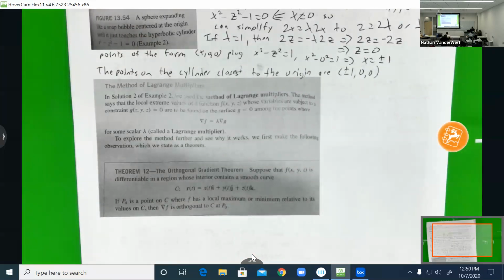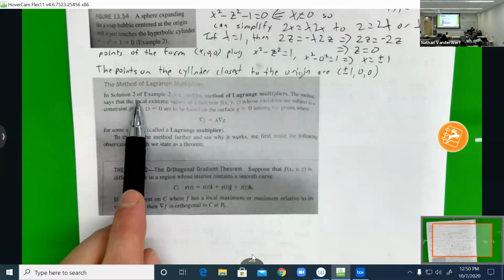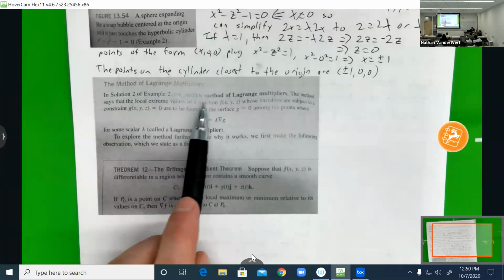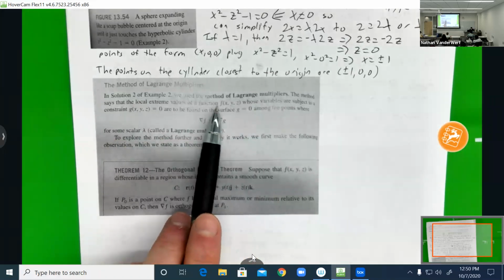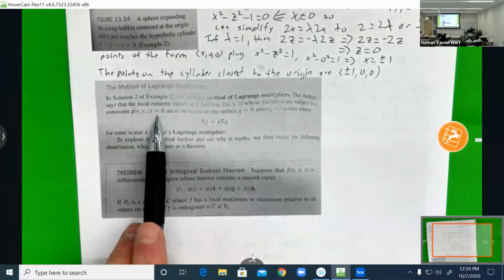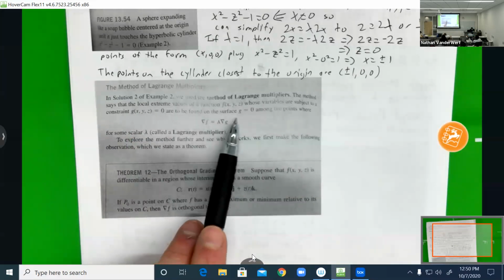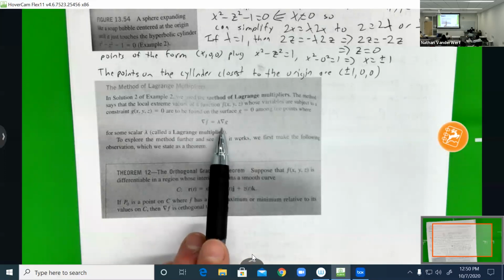and try to really understand mathematically what is going on here a little bit. So the solution to example 2 here, we use the method of Lagrange multipliers. This method says that the local extreme values of a function f of x, y, z, whose variables are subject to another constraint, g of x, y, z equals 0, are to be found on the surface g equals 0 among the points. So these local mins and local maxes are going to be found at the points where delta f is a scalar multiple of delta g.